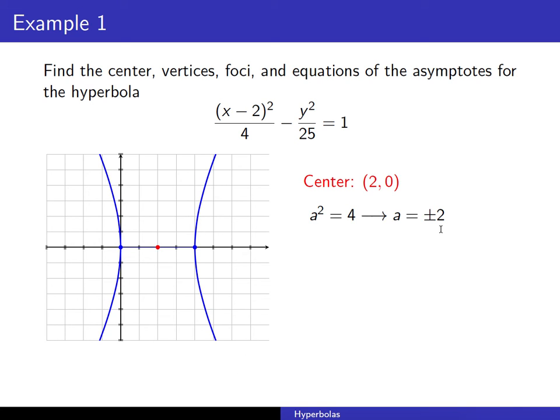So this a value of plus or minus 2 means from our center point, we're going to count 2 spaces to the right and 2 spaces to the left to get our vertices. So our vertices are going to be at 2 plus or minus 2, comma 0, which gives us (0, 0) and (4, 0).